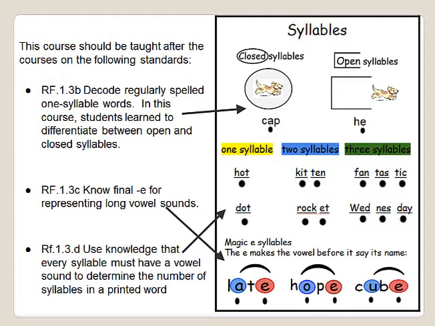This course should be taught after the courses on the following standards: Reading Foundations First Grade 3B, Decode regularly spelled one-syllable words. In this course, students learn to differentiate between open and closed syllables. Reading Foundations First Grade 3C, know final E for representing long vowel sounds. And Reading Foundations First Grade 3D, use knowledge that every syllable must have a vowel sound to determine the number of syllables in a printed word.